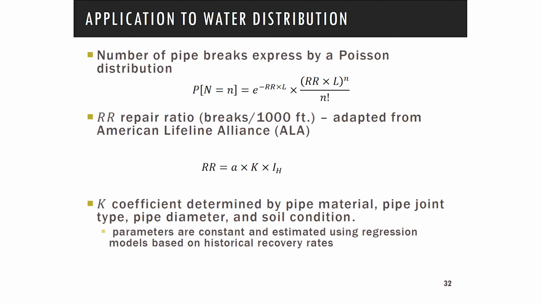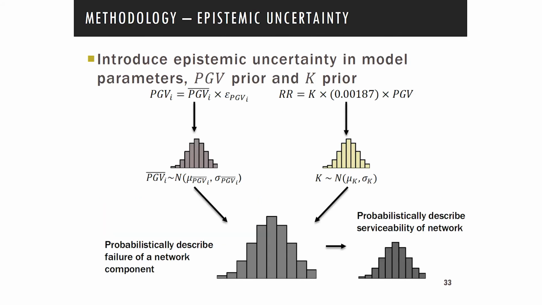And so as I said, in this particular case, we're looking at water distribution. So K is determined by pipe material, pipe diameter, soil condition, and so on. As many characteristics as you'd like to represent the system. And so historically, a regression model has been used to estimate these parameters. So A and K are usually used as constants. They would use historical data, estimate a linear regression based on what you receive as A and K. Then you would look at multiple intensities of that event, and then you would update your repair ratio accordingly.